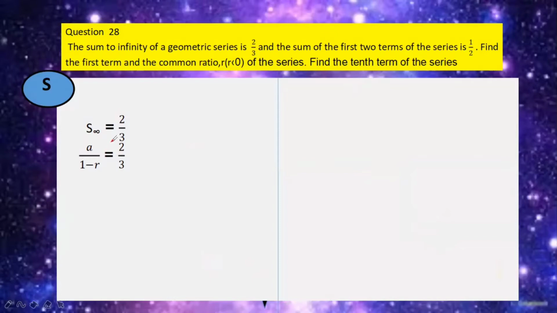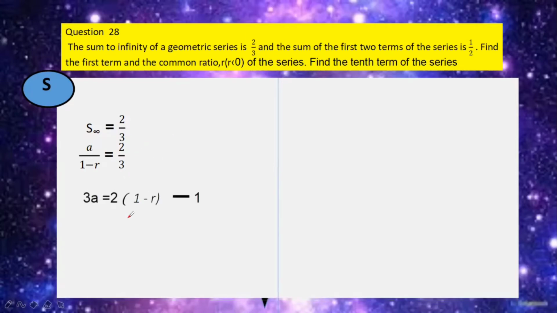So, why do we need to substitute? Because we need to get two equations. In this case of geometric series, we need to get simultaneous equations 1 and 2, and we need to eliminate A. As we can start now, sum to infinity equals 2/3. So, sum to infinity formula is A divided by 1 minus R equals 2/3. Next, you cross multiply 3 with A and 1 minus R with 2, and you'll get 3A equals 2(1 minus R). You make that as equation 1.